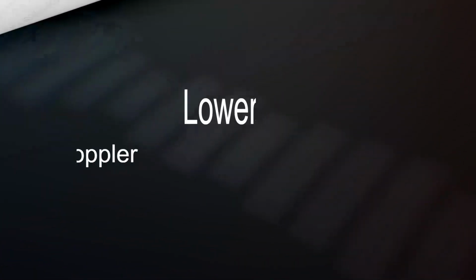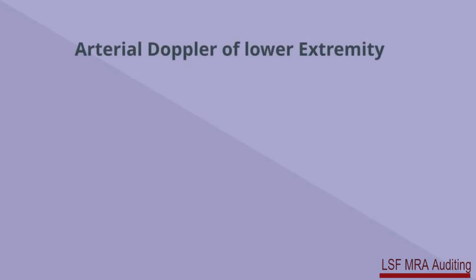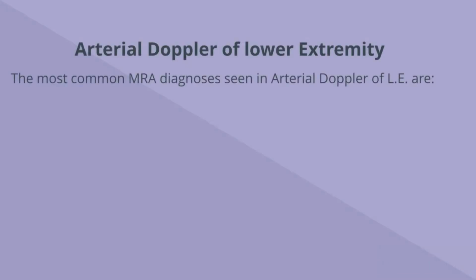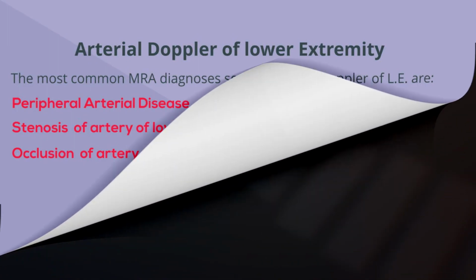An arterial Doppler of the lower extremities will be indicated when the ankle brachial index or ABI is abnormal. The most common MRA diagnoses noted in an arterial Doppler of the legs are peripheral arterial disease, stenosis of artery of lower extremity, occlusion of artery of lower extremity.